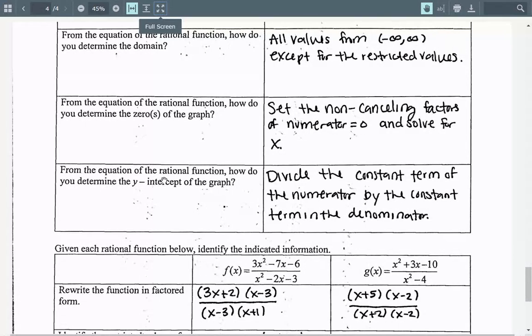And finally, from the equation of the rational function, how do you determine the y-intercept? You can simply take your constant term of your numerator and the constant term of your denominator and divide them. This says divide the constant term of the numerator by the constant term of the denominator. And now you get a chance to practice. So if you want, pause the video and see if you can answer these questions for f of x and g of x.